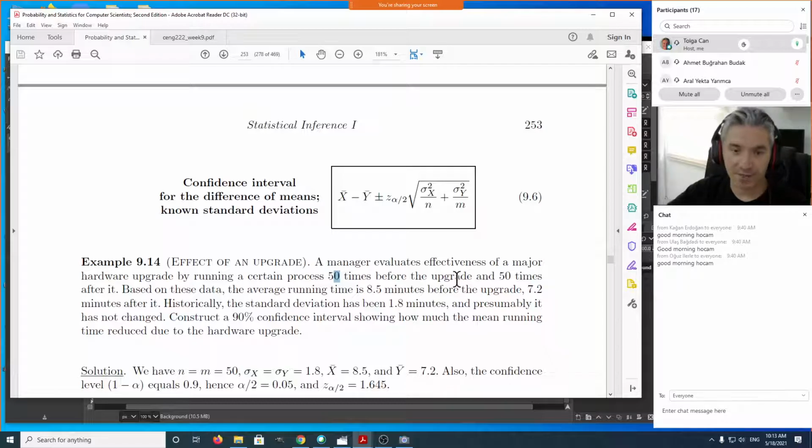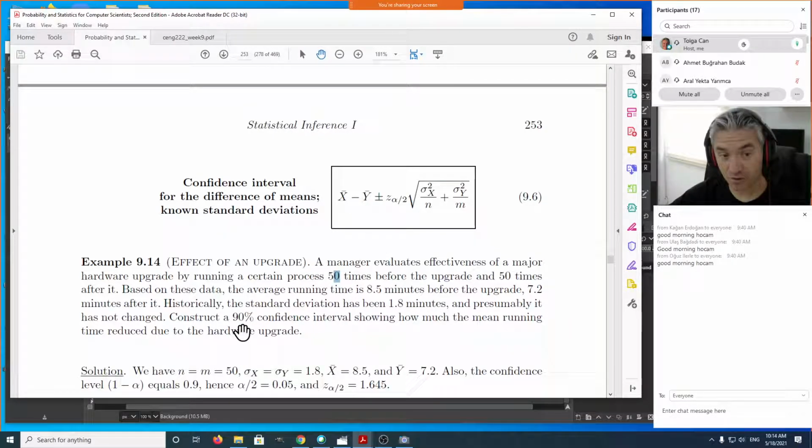So the sample size 50 is considered large here, but here we are not given the sample standard deviation. Okay, this 1.8 is the population standard deviation. So this sigma x and sigma y is given to us. The second part of the sentence, presumably it has not changed, basically tells you that you can assume 1.8 also as the standard deviation of the running times after the upgrade. So we just put everything that is given to us.